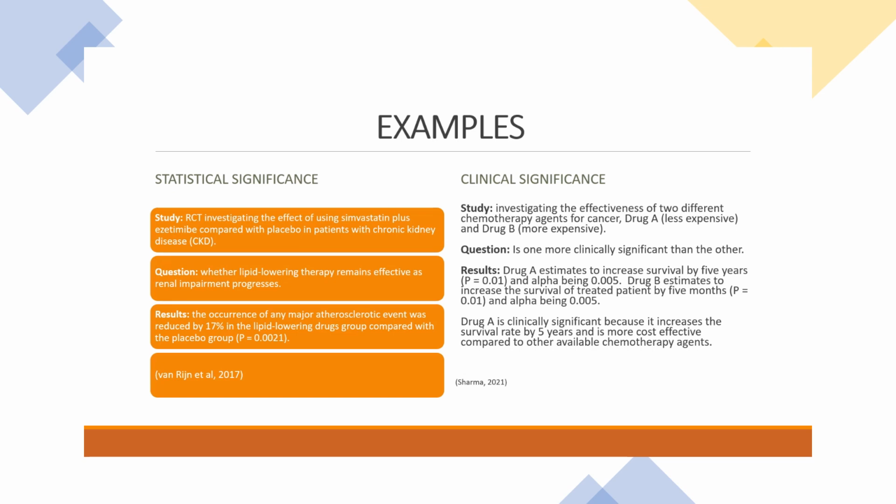So in both of these cases, the statistical test is significant because it did increase the survival rate, but drug A is more clinically significant because it increases the survival rate by 5 years and is more cost effective compared to other available chemotherapy agents. So to say something is clinically relevant, that means the intervention justifies the effects which outweigh the associated costs, harm, and the inconveniences caused to the individual for whom it is targeted.